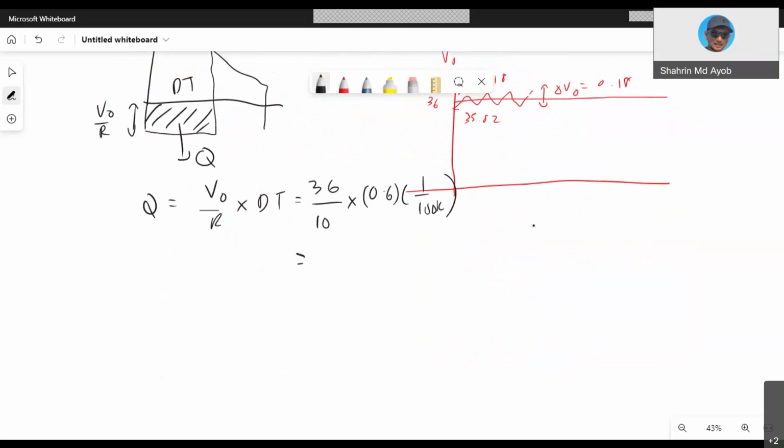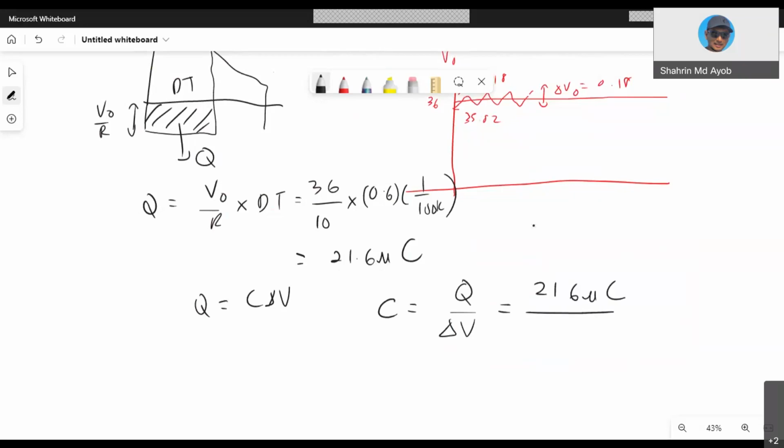So how much? It is 21.6 microcoulomb. And then from that, Q is equal to C delta V, and then your C is equal to Q over delta V. Your Q is 21.6 microcoulomb, over your delta V out, which is already calculated as 0.18.